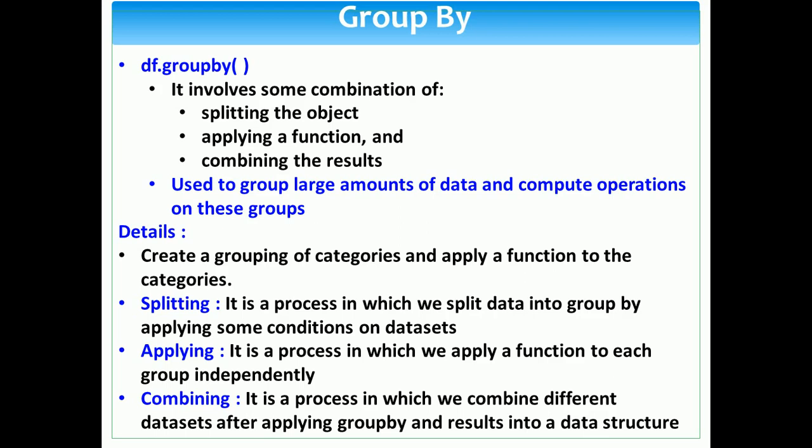Then applying. Applying is a process in which we apply a function to each group independently. So you have created a group of categories, then you apply a function. First you have done the splitting, then you have applied, and as a last step you need to do the combining. Combining is a process in which we combine different data sets after applying group by and put the results into a data structure. That is what people do as part of data science when we use pandas for the group by activity.